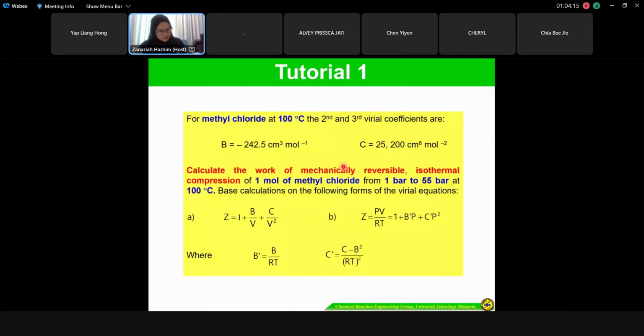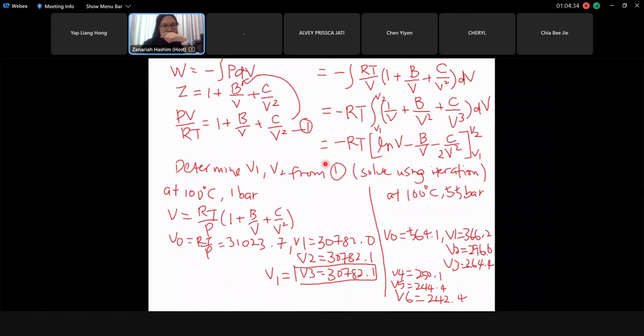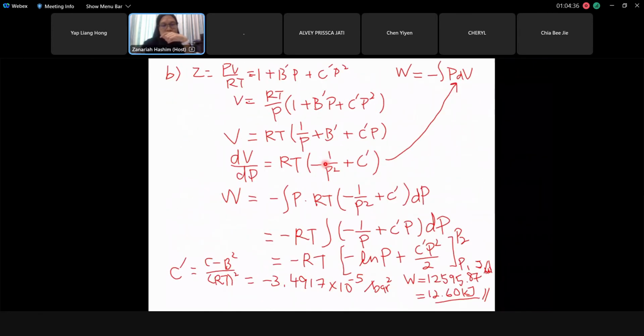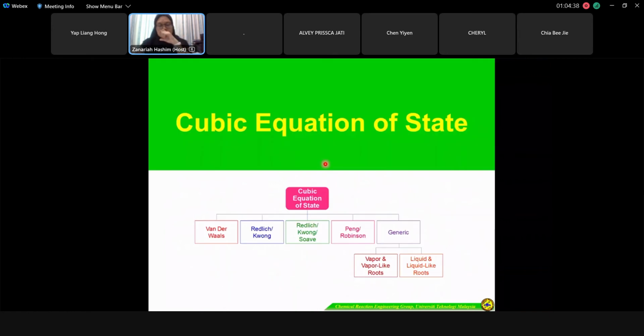Alright, so this tutorial I'm going to skip. Maybe I will give you in your assignment later. Okay, so it's very similar. You are given these values for B and C, and you need to use the virial equation to solve the nak calculate work, yeah. Alright.